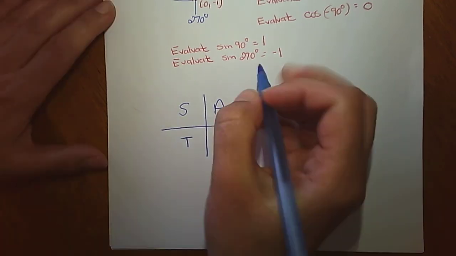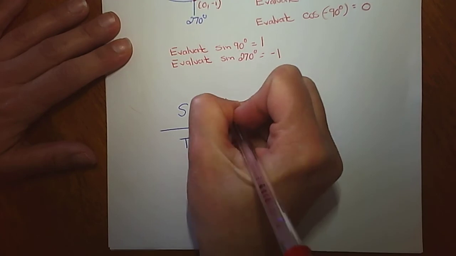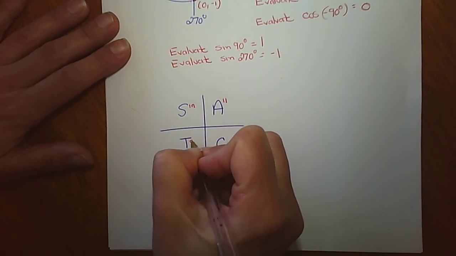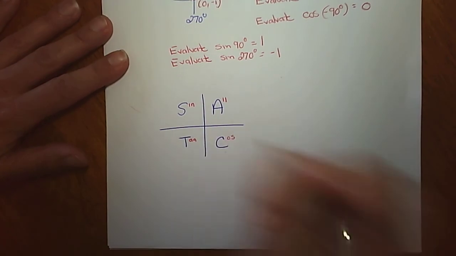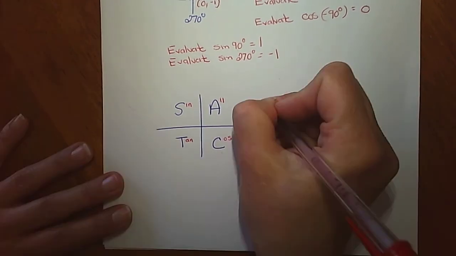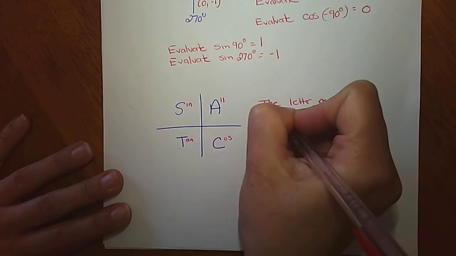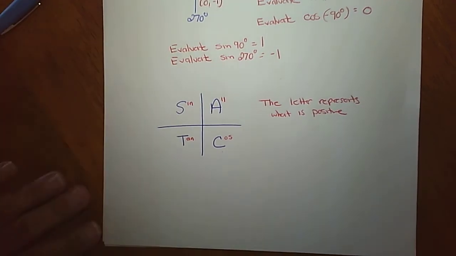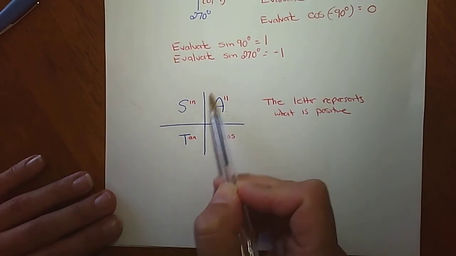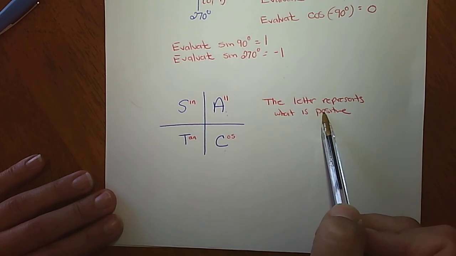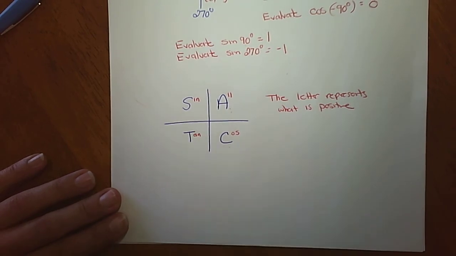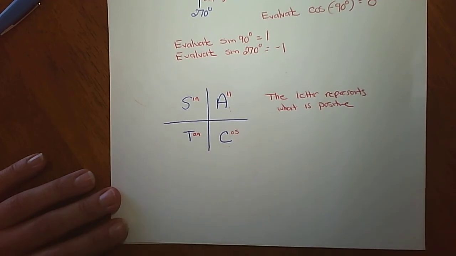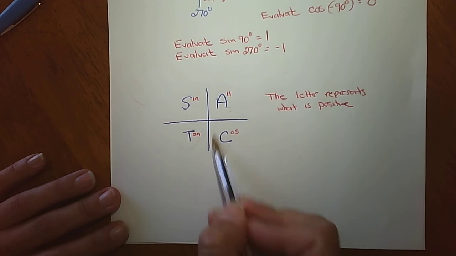And the letters, A stands for all. S, if you had to guess, stands for sine. T is tan. And C stands for cos. The letter is positive. So what that means is something lands in the first quadrant, all of the answers will be positive. If an answer lands in the second quadrant, only sine is positive. Only tangent would be positive in something in the third quadrant, and only cosine in the fourth.